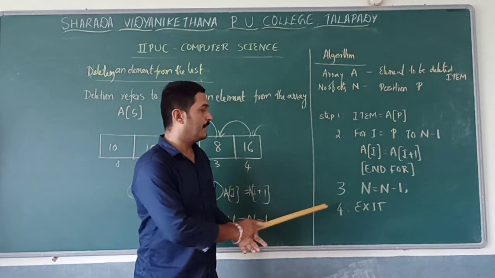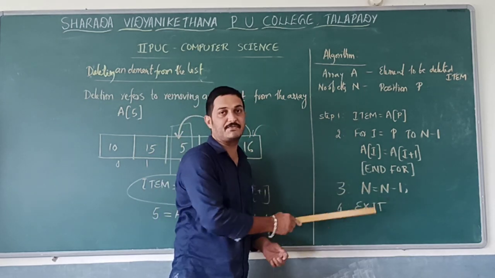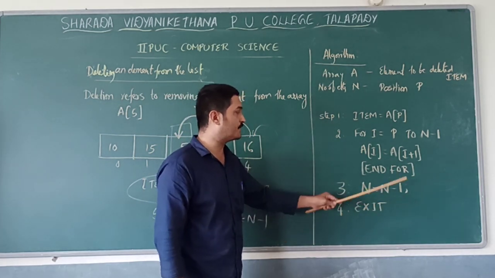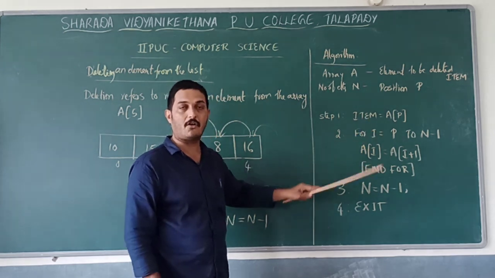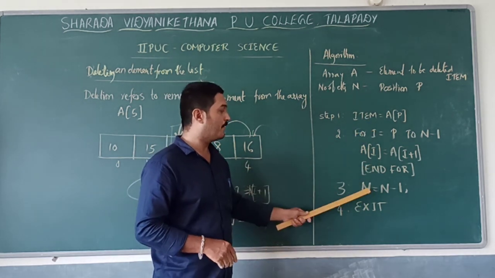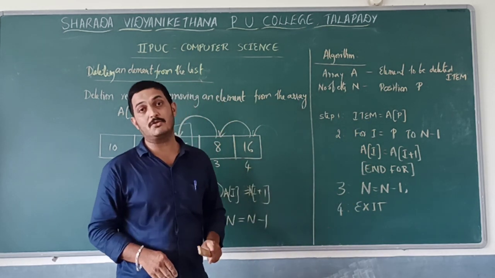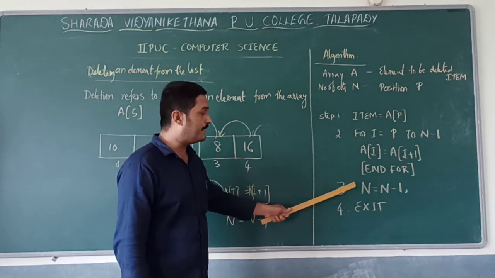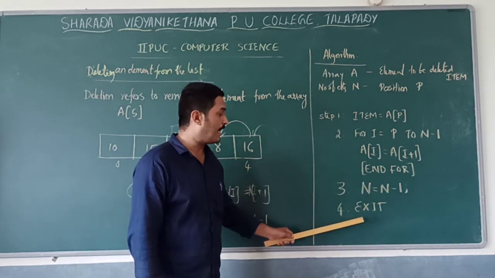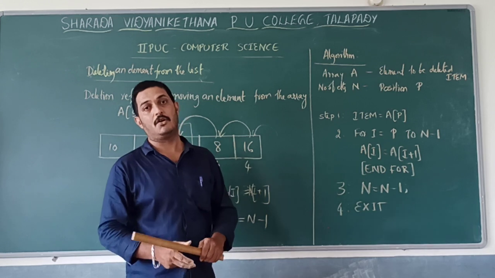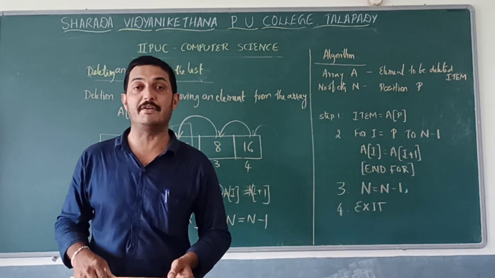And then n equal to n minus 1. After allocating all the values in the deletion operation, we have to decrement the total number of elements by 1. N equal to n minus 1. And then we use exit. Okay, these are about deleting an element from the list.